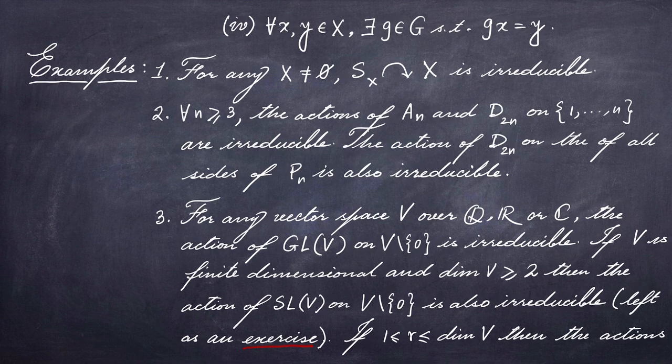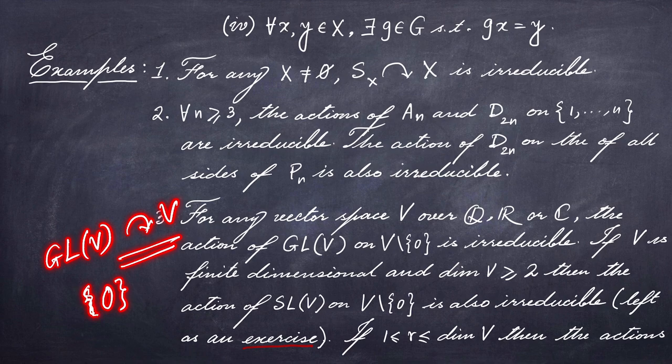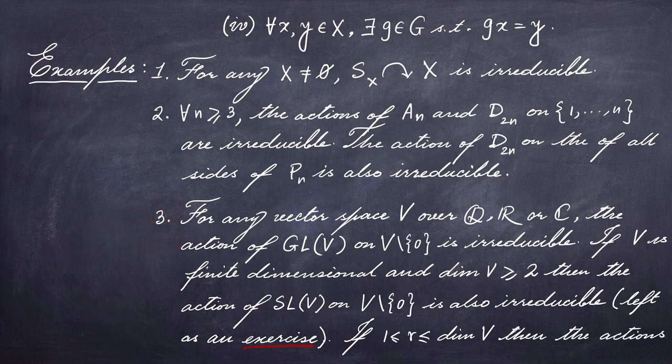The third example says that for any vector space V, if we consider the action of its general linear group GL(V) on that vector space, the action of GL(V) on V cannot be irreducible, because if we try to move the origin, then certainly we are not going to get anything other than the origin. So we should throw out the origin, and we can throw it out because the set of non-zero vectors is also invariant under the action of GL(V).